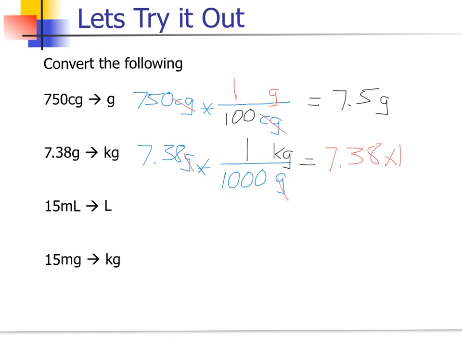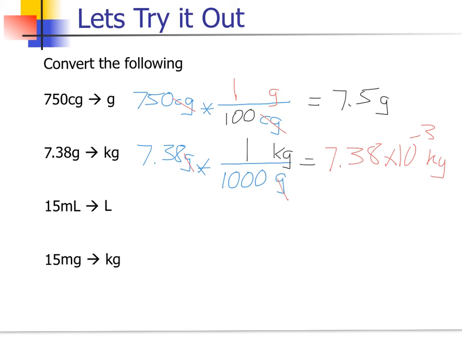7.38 times 10 to the negative third kilograms. Because if you put it in your calculator, it might give you a whole bunch of zeros, and those zeros are going to be like, that's confusing, I don't like it. So that's what we go with.